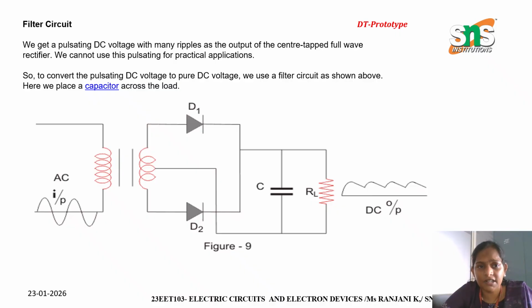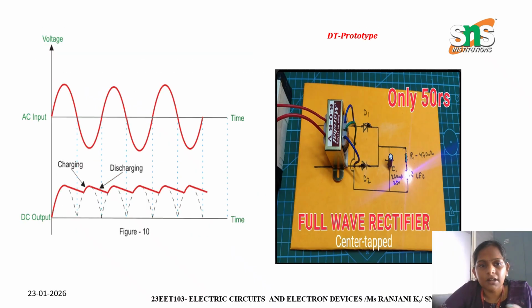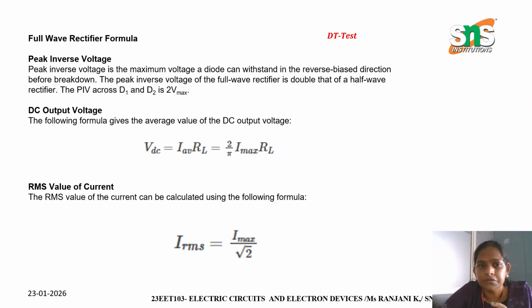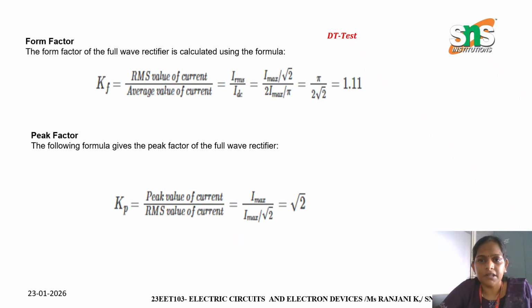Here we use a filter circuit, because the pulsating DC has many ripples, so we have to filter the ripples. We use a capacitor to filter the ripples, so that we get a good waveform. Let us see the formula for DC output. VDC equals Idc into RL, as you know V equals I into R. The RMS value is equal to Imax, the maximum current, divided by root 2, the form factor is around 1.11, and the peak factor for this full wave rectifier is around root 2.